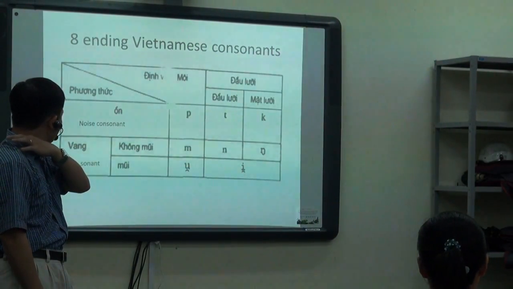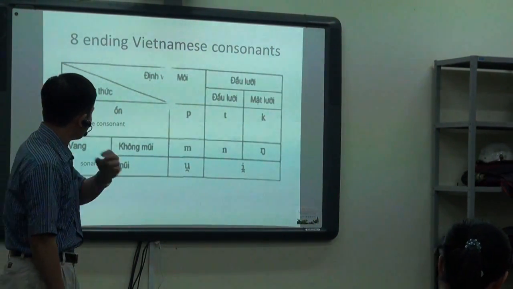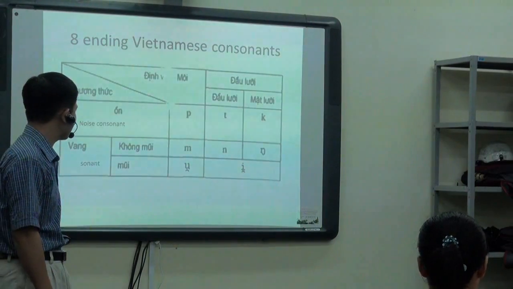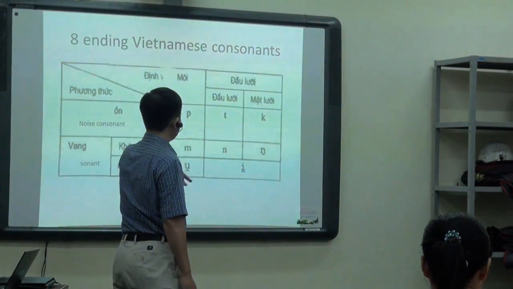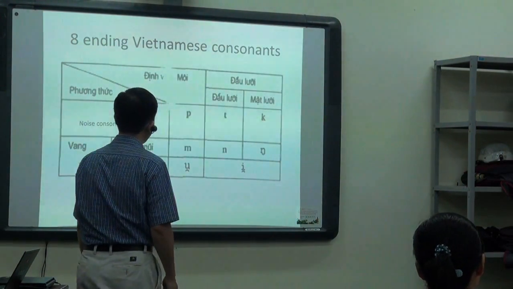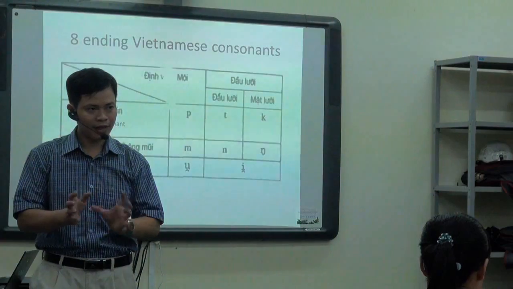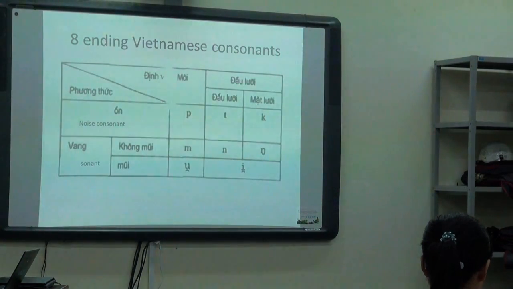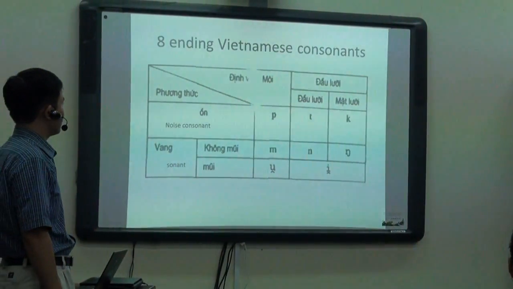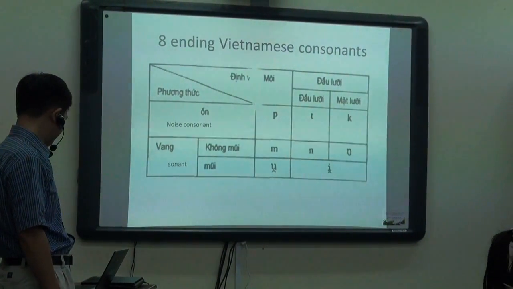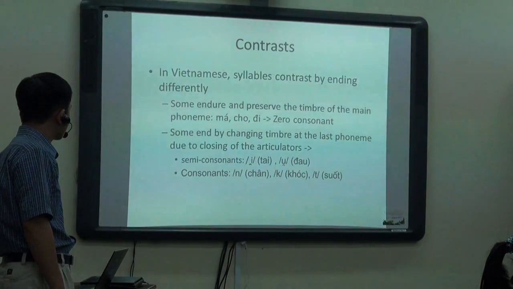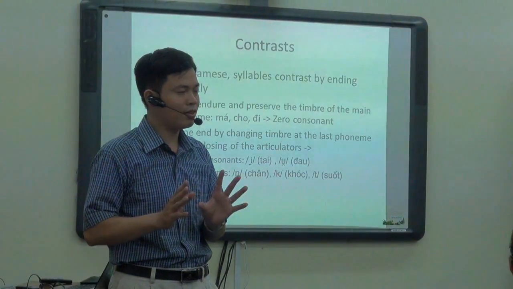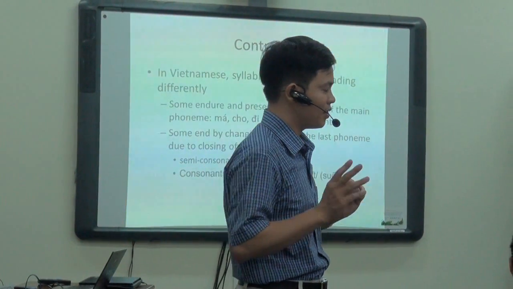Right. And when you categorize these 8 final consonants of Vietnamese that we have just discussed onto the IPA chart, they will be categorized like that, in terms of manner of articulation and place of articulation. Now, coming to our discussion, these are the important points because Vietnamese is isolating.